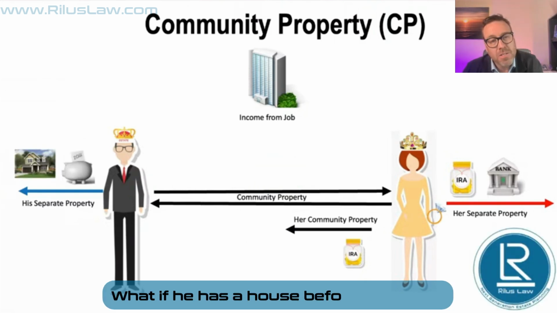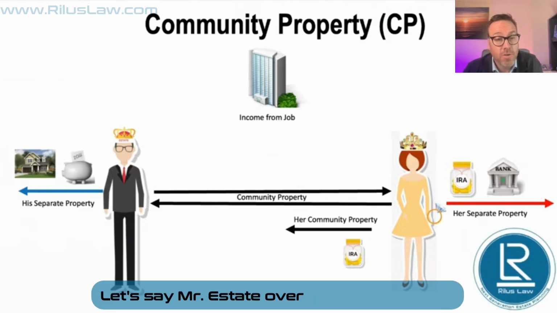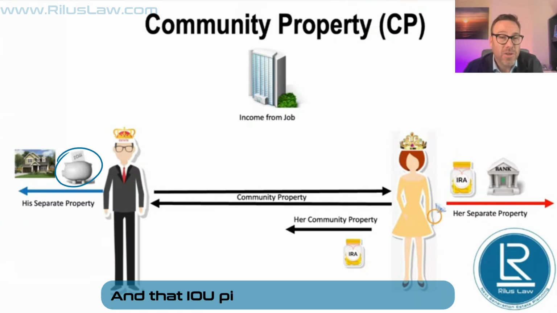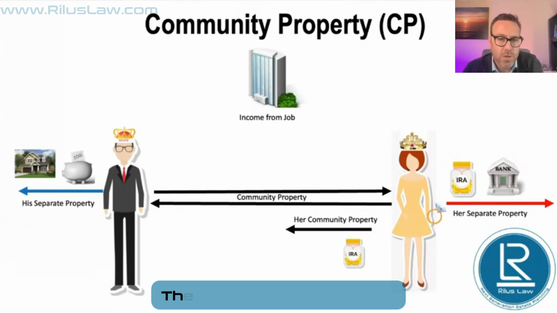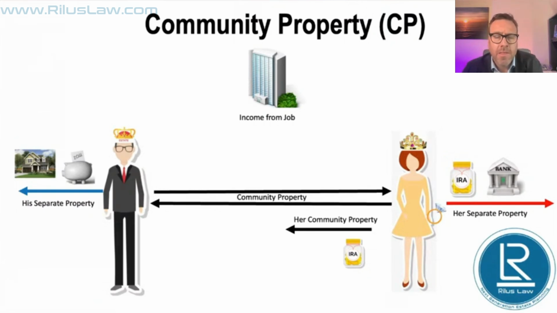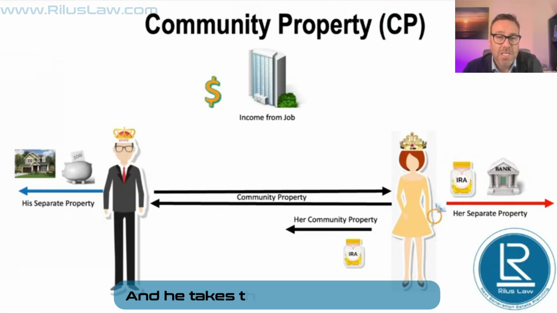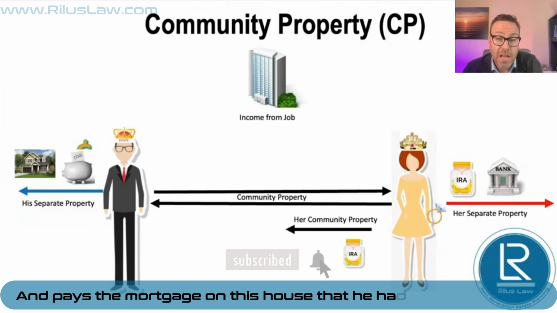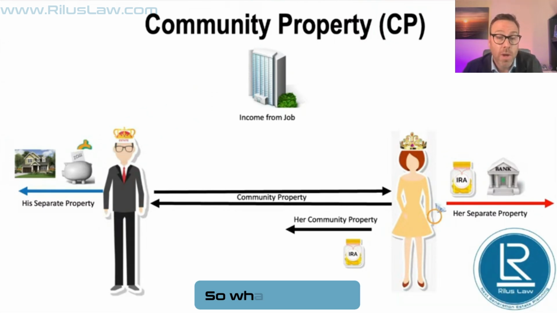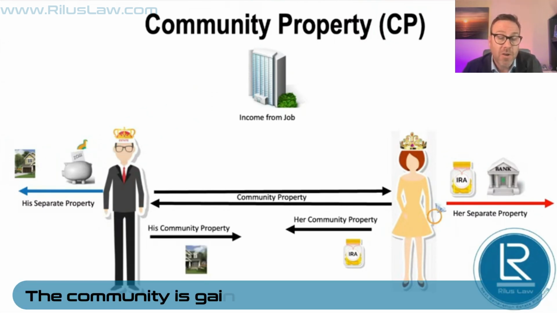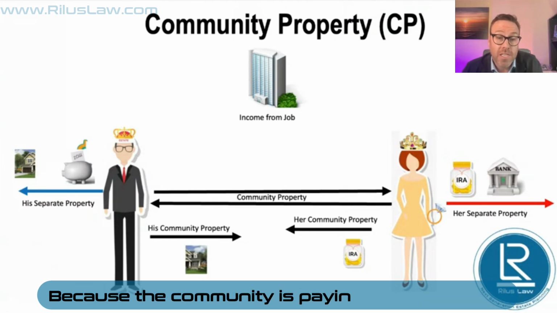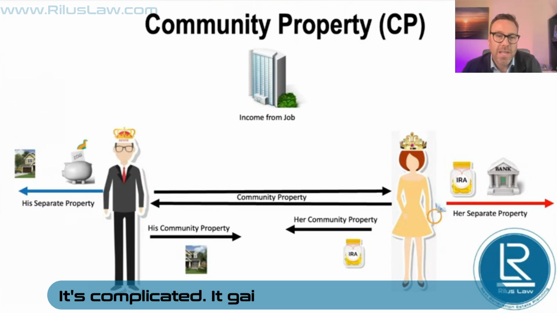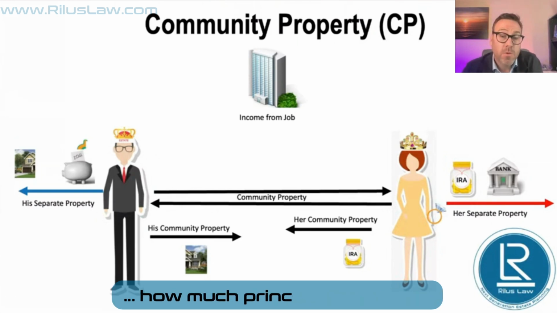What if he has a house before marriage? Let's say Mr. Estate over here has a house, and that IOU piggy bank, that's his mortgage. So the mortgage is in his name and the house is in his name. They get married and he takes the money from his job and pays the mortgage on this house that he had before marriage. So what happens? The community is now gaining an interest in that property because the community is paying that mortgage. It's complicated. It gains an interest based on how much principal is reduced.